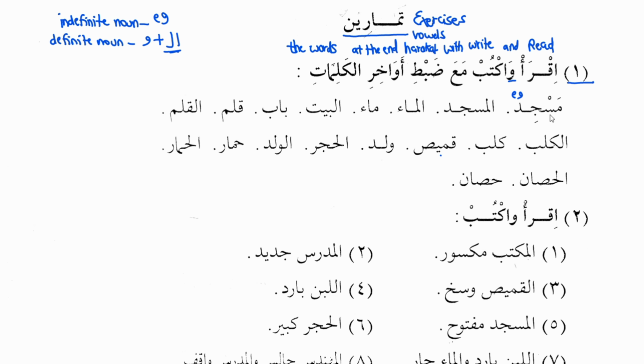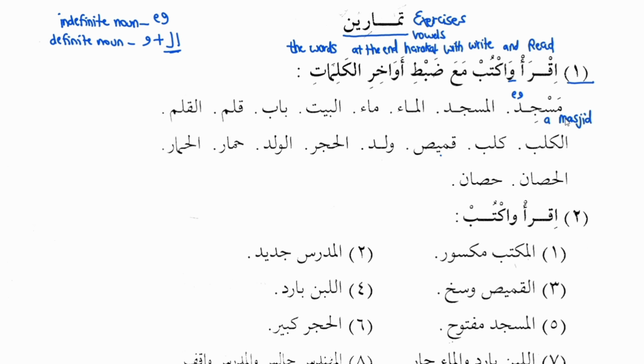Masjidun. Masjidun means a masjid. We have already covered these vocabularies in the previous videos. So if you are new to the channel, I highly recommend you watch the previous videos so you are familiar with the concept. Over here it is written masjid, we'll add dhammatan. So this will be masjidun, meaning a masjid or a mosque.